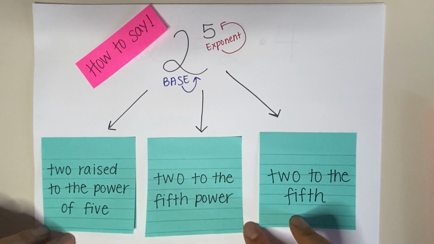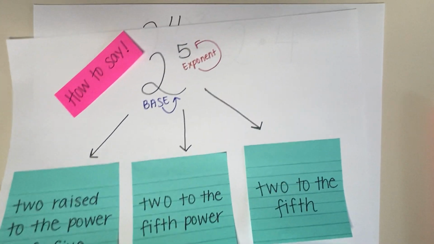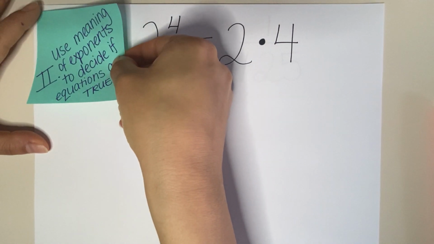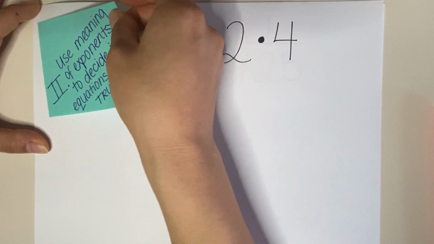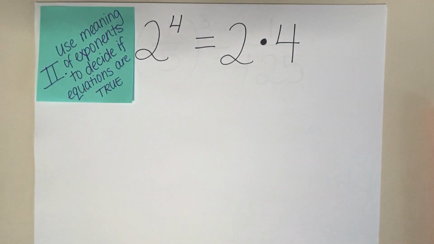All right, so that was part 1 of this lesson. Let's go ahead and move on to part 2. In this part, we are going to use the meaning of exponents to decide if equations are true. So we're going to be faced with an equation and we have to decide, is this in fact true? Using what we know about exponents.